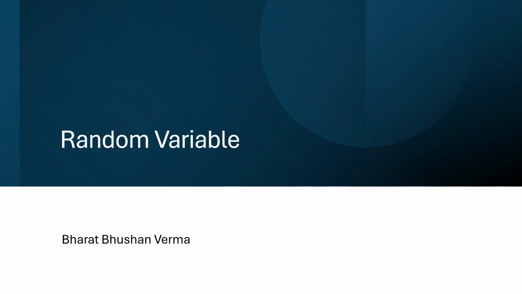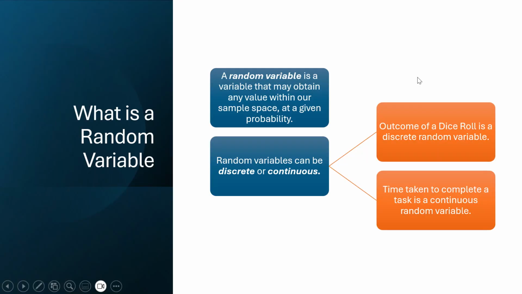Random variable. We will learn about random variable and the use of random variable and the properties of random variable and the different types of random variable. So what is a random variable? A random variable is a variable that may obtain any value within our sample space at a given probability.